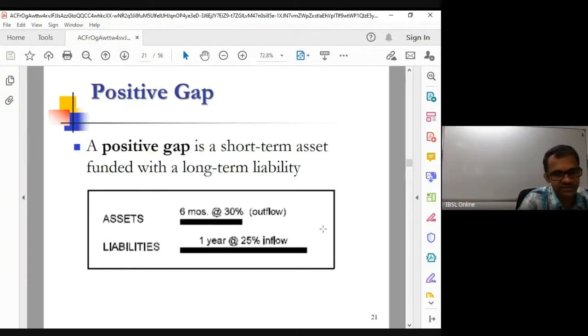Why? You create more longer liabilities and short-term assets. Then when assets are maturing, you can reinvest those funds at a higher rate, while your liabilities are maintained at the lower rate. But if you think there's a possibility that interest rates can go further down, then you may create a negative gap. That's why I said it depends on your view on the market.